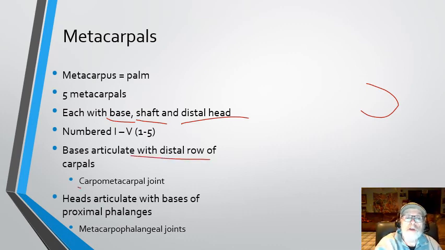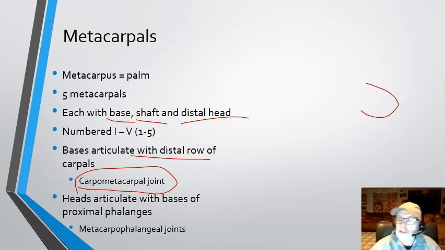And that's called the carpometacarpal joint. Think about this: if they name a joint, all you do is name where they're coming from and where it's going to. It starts at the carpals and goes to the metacarpals. So why not call it the carpometacarpal joint? Duh, it's pretty simple. And then the heads articulate with the bases of the proximal phalanges.